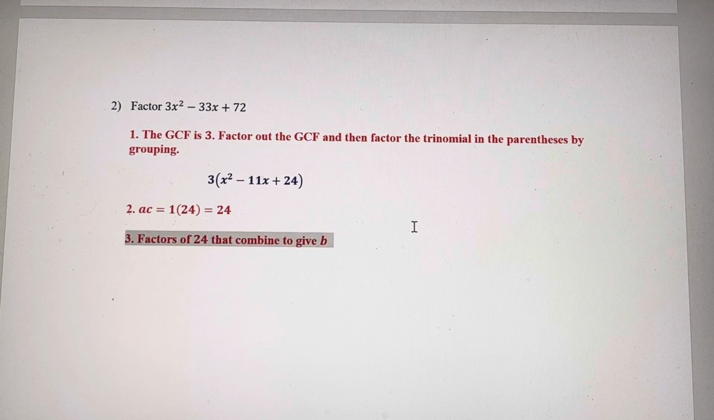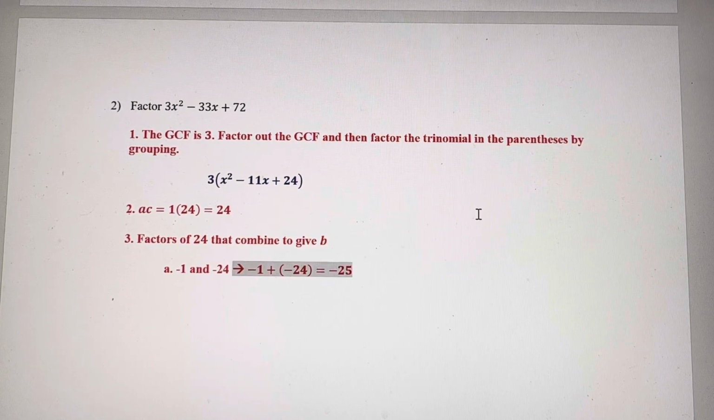Okay. Step 3, I want to look at the factors of 24 that are going to add to give me b. Remember, think back to guess and check. If this sign was negative, then I needed my constants here to be negative. So I'm looking for negative factors of 24 in this case. I'm going to start with -1 and -24. Well, they combine to be -25, so that doesn't work.